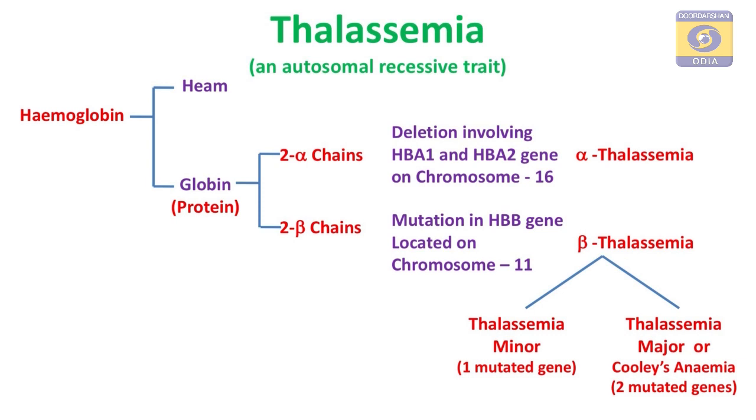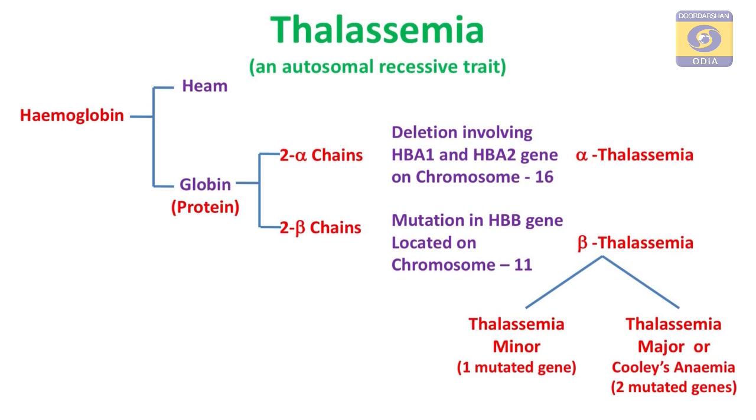The genes HBA1 and HBA2, located on chromosome 16, are responsible for production of alpha chains, and the gene HBB, located on chromosome 11, is responsible for production of beta chains. The genes HBA1 and HBA2 are present in 2 copies each, and gene HBB is present in 2 copies. Okay. If there is mutation in the gene HBA1 or HBA2, then the body fails to produce alpha chain, and that is called alpha thalassemia.